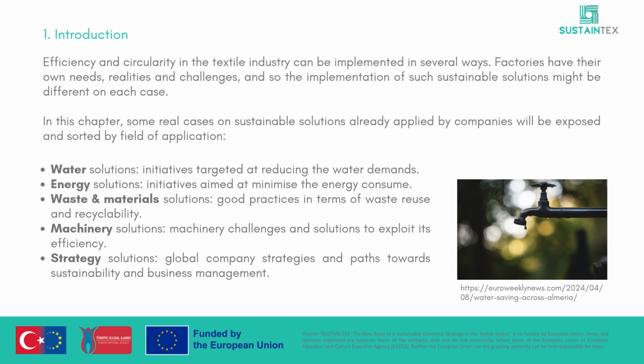1. Introduction. Efficiency and circularity in the textile industry can be implemented in several ways. Factories have their own needs, realities, and challenges, and so the implementation of such sustainable solutions might be different in each case. In this chapter, some real cases on sustainable solutions already applied by companies will be exposed and sorted by field of application.